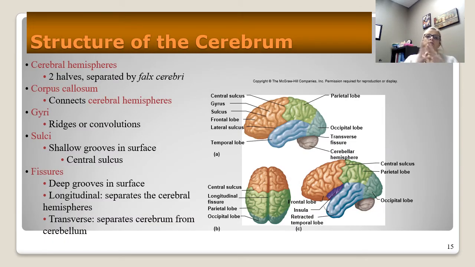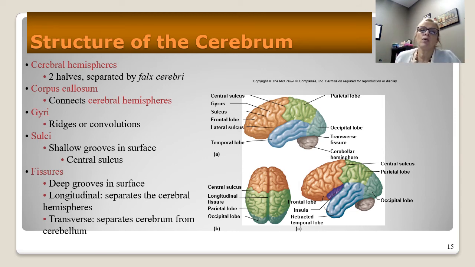All right, so here are some structures of the brain. The cerebrum is the largest portion of the mature brain. You've got your two halves, or cerebral hemispheres, that mirror each other. They're separated by the falx cerebri. Remember, that's a sickle-shaped structure. You've got a broad, flat bundle of axons that forms what we call the corpus callosum, which looks kind of like a C sitting on its side. Be sure and find that, okay? That's what actually connects the two cerebral hemispheres and allows two-way communication.